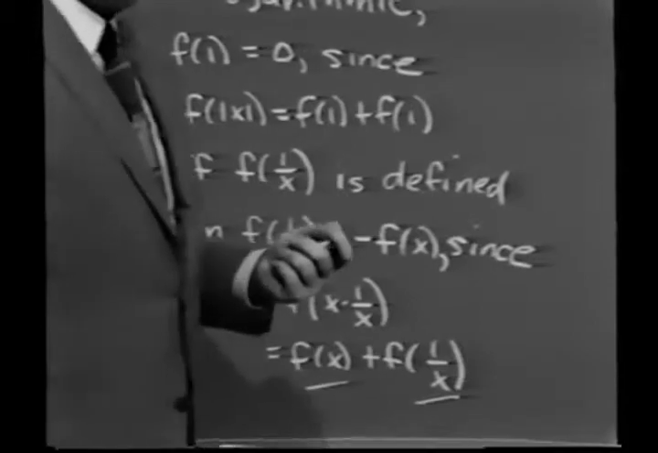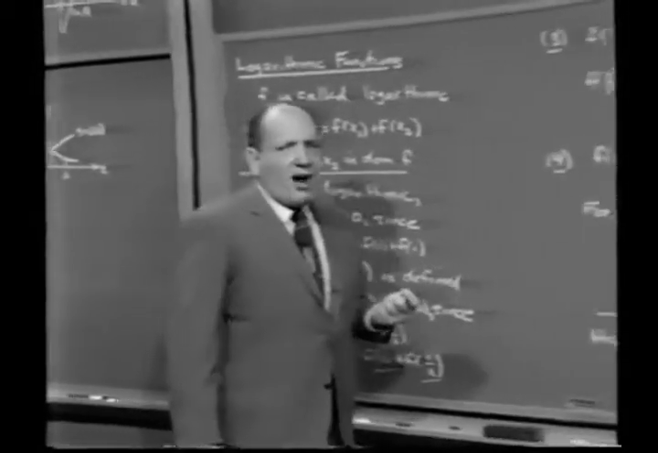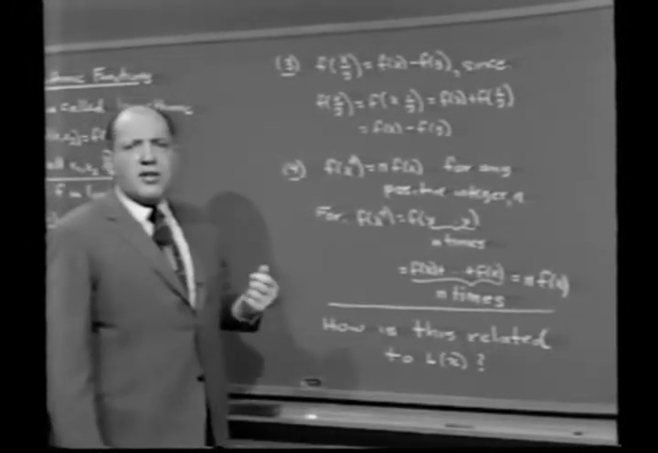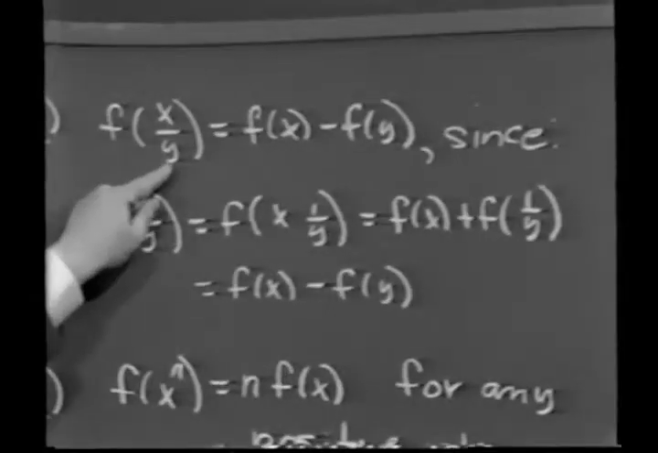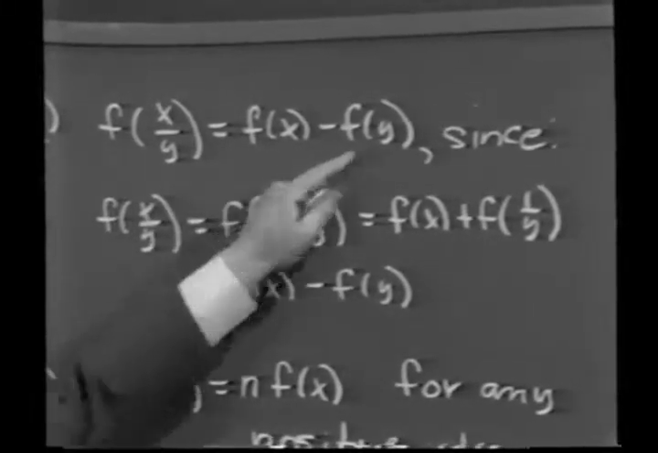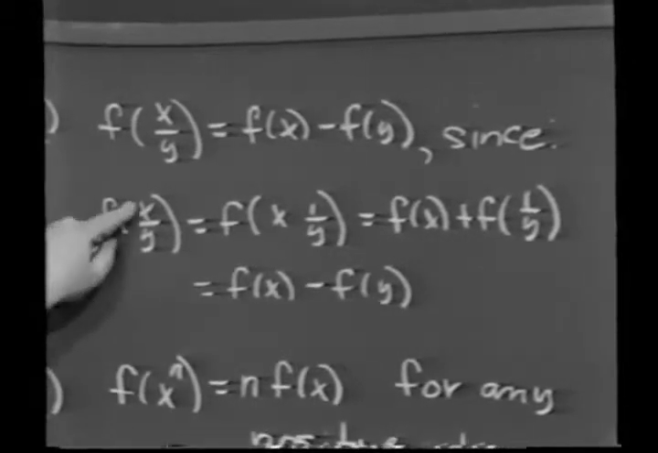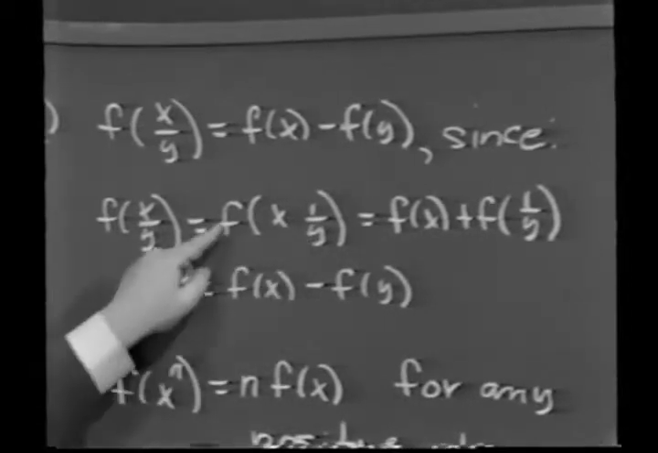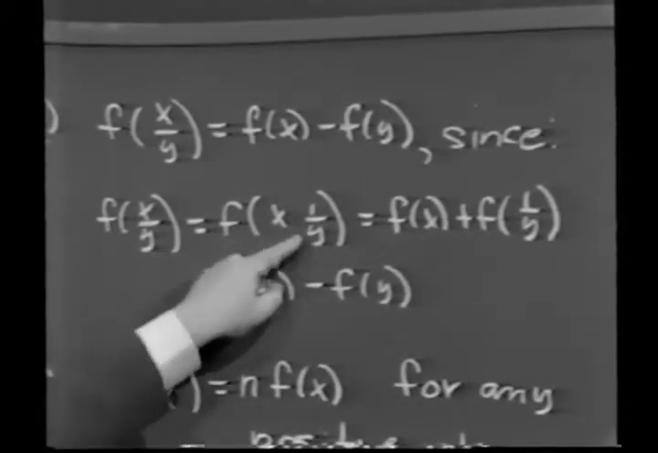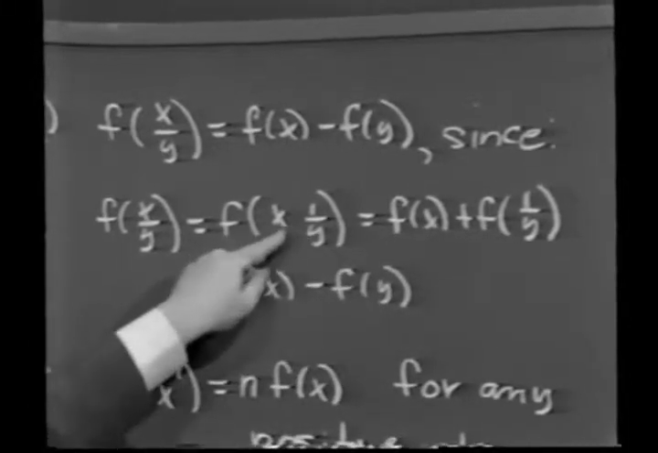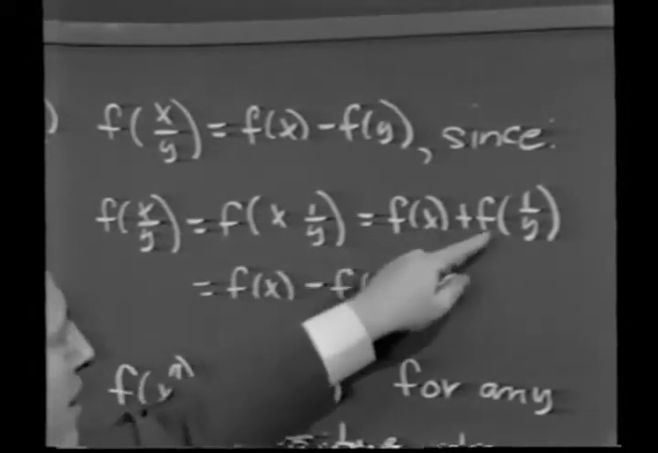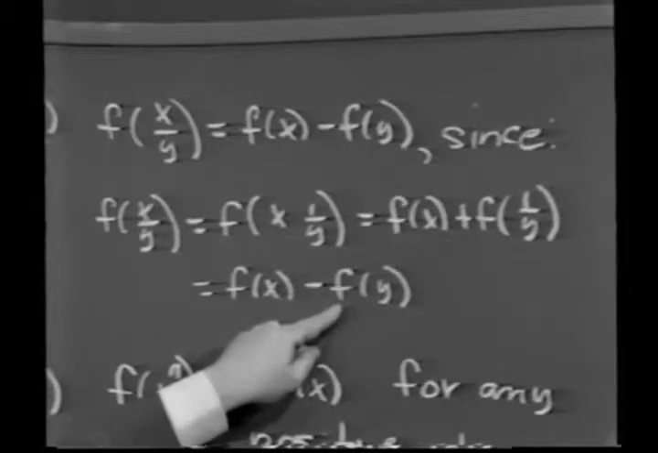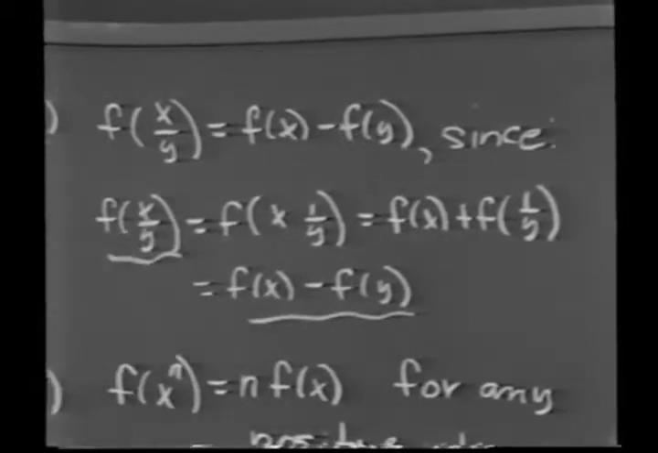And we'll just take a few more properties like this, just to make sure that you see what properties logarithmic functions have. Remember again the ordinary logarithm? The logarithm of a quotient was the difference of the logarithms. Again, f of x over y is equal to f of x minus f of y. Why is that the case? Well, look at f of x over y. That says f of x times 1 over y. But again, by logarithmic properties, f of a product is the sum of the f's. Therefore, f of x times 1 over y is f of x plus f of 1 over y. But we just saw that f of 1 over y is minus f of y. So we have this familiar result now.